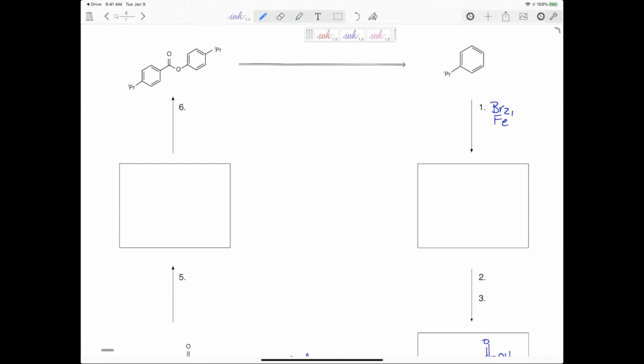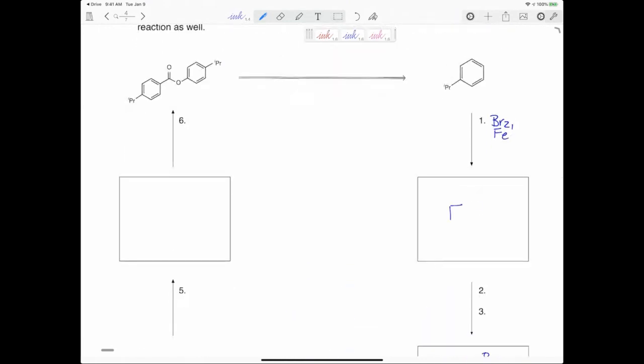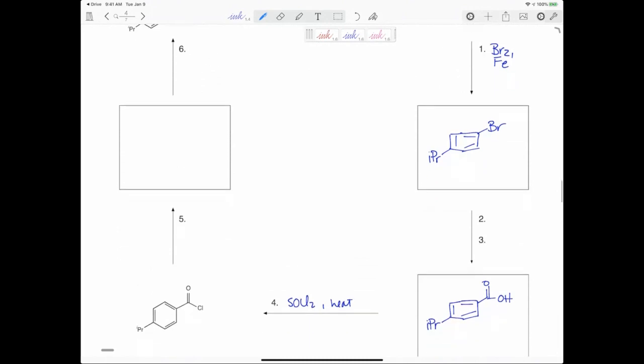Yeah, it's ortho and para, right? But because we want it to be in the para position, let's just assume that we are able to get this in the para. So you're going to use bromine in iron or FeBr3, ferric bromide. That's fine. I just usually put Fe, right?